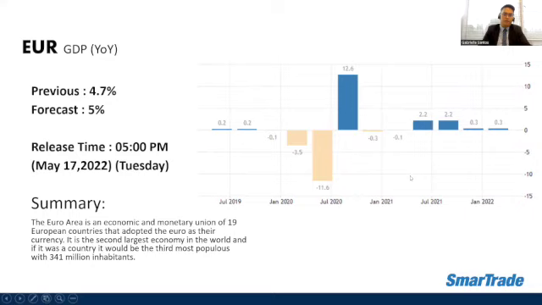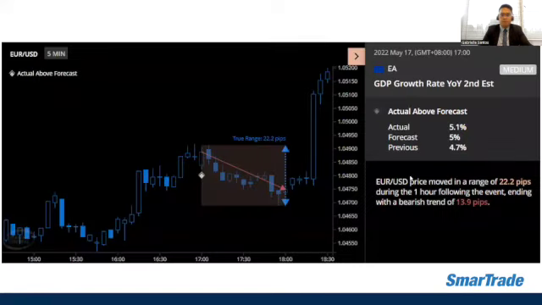And also we have the yearly basis, 4.7% for the previous data, and forecasted at 5%. And the actual data, 5.1%, slightly higher compared with the market forecast, and it beats the previous data, obviously. So for the euro dollar, it moved in the range of 22.2 pips, and it ended with a bearish trend of 13.9 pips, 1 hour following the event.